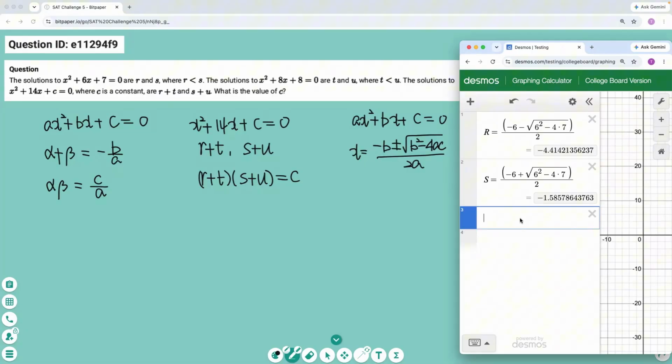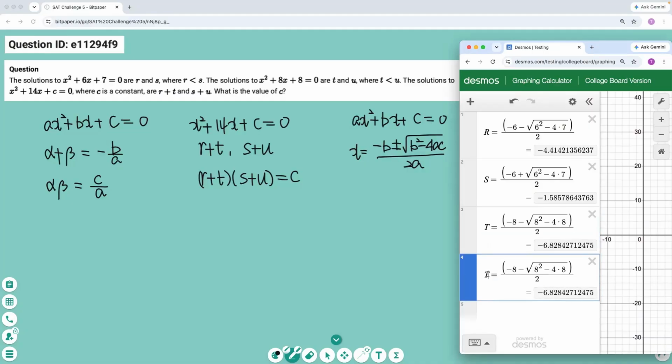Now, let's do the same thing for x squared plus 8x plus 8 equals 0. Here, a equals 1, b equals 8, c equals 8. Since t is less than u, I'll enter T equals negative 8 minus the square root of 8 squared minus 4 times 8, divided by 2. And U equals negative 8 plus the square root of 8 squared minus 4 times 8, divided by 2. Now we have all four values stored in Desmos.